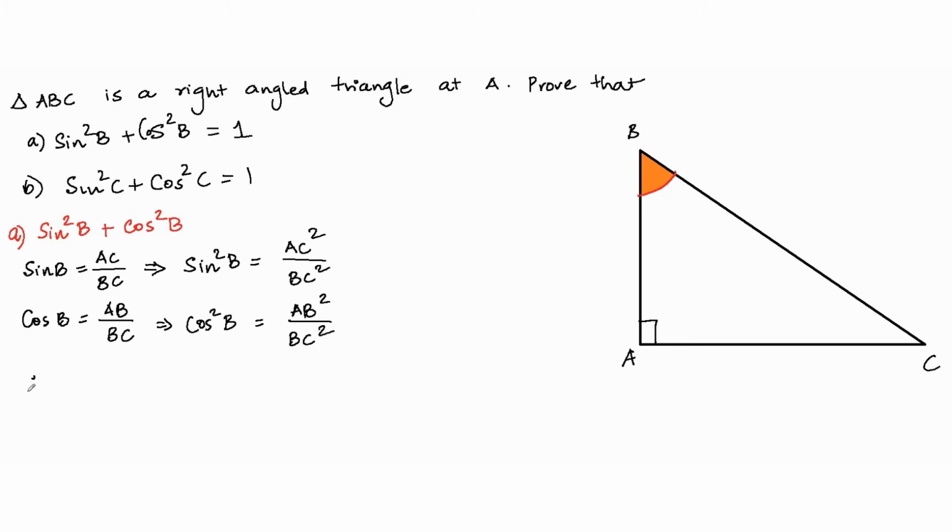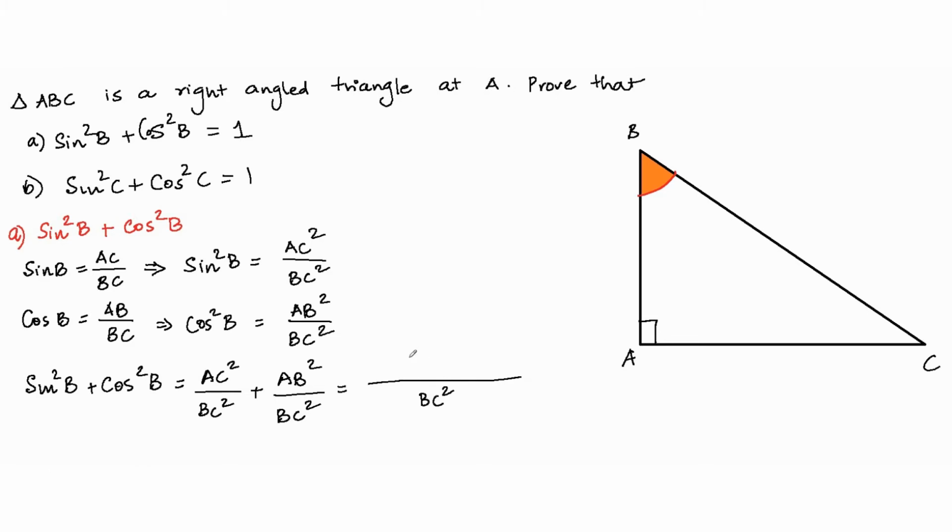And now I should find sine square B plus cos square B. So sine square B plus cos square B becomes AC square by BC square plus AB square by BC square, right? This is the addition of sine square B plus cos square B. And therefore the LCM is now BC square, and the numerator is going to be AC square plus AB square.